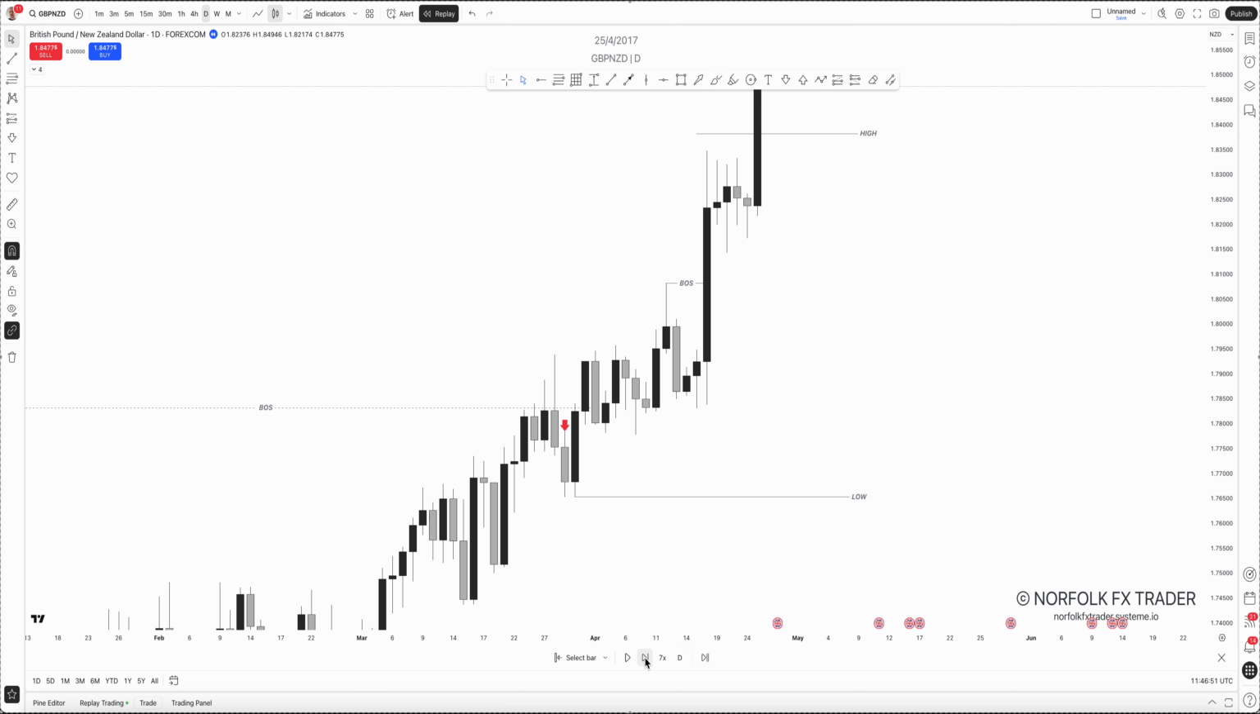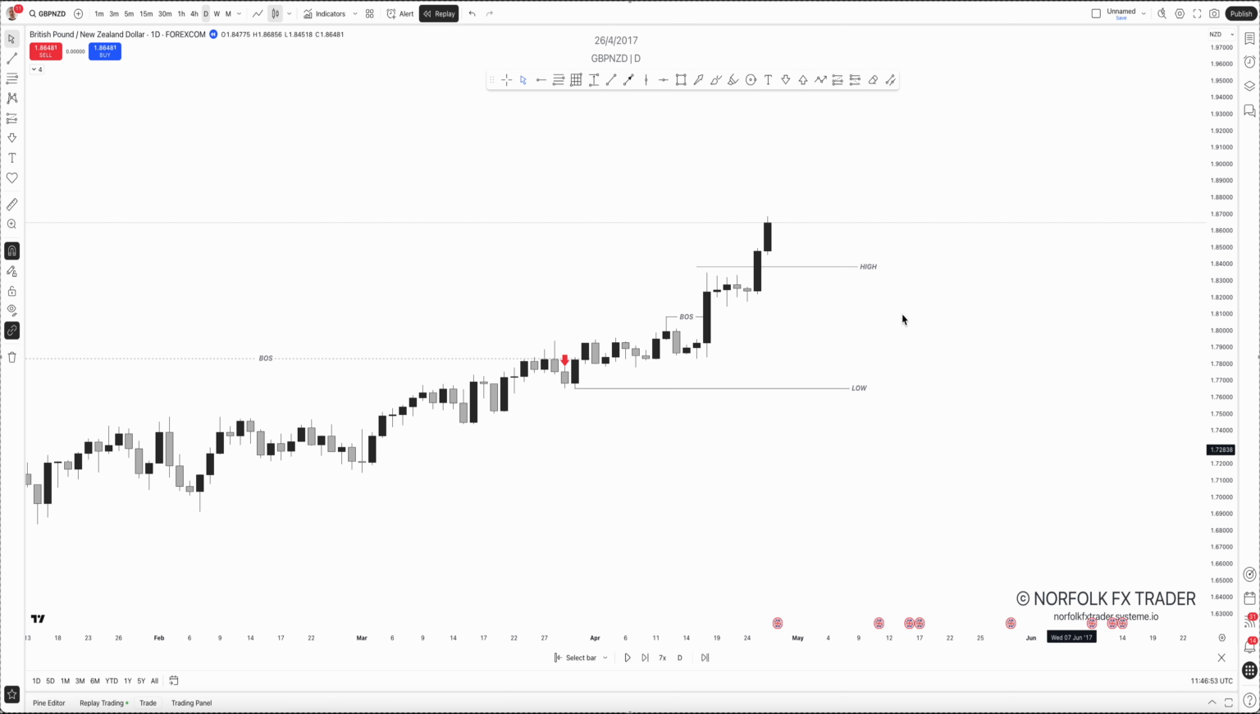We're looking for that close down. We don't get it. That is not a valid break of structure. We're still bullish on that move. We're looking for our close down. There's our valid close down. This becomes our valid high. So now we have this as our true range.